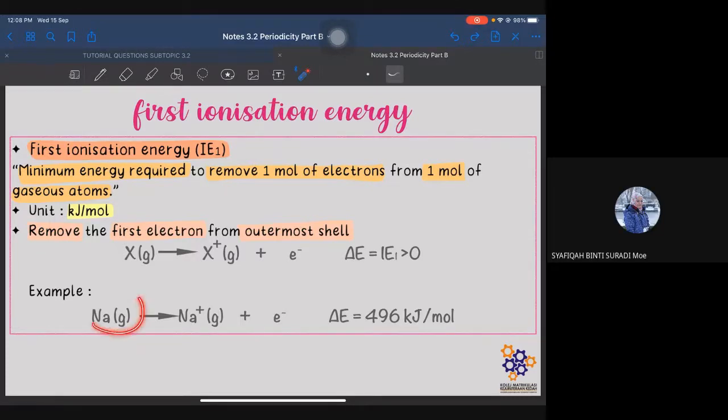Okay, and then kita ada example, kita ada sodium. Okay, bila dia remove 1 mole of electron, dia form 1 mole of sodium cation ion. Okay, and dia punya delta E adalah dia punya IE yang pertama. So first IE is 496 kilojoule per mole. Okay, so itu untuk first IE.